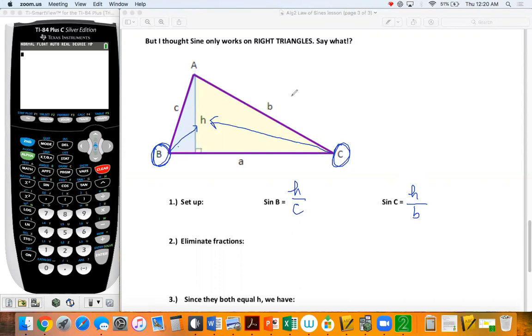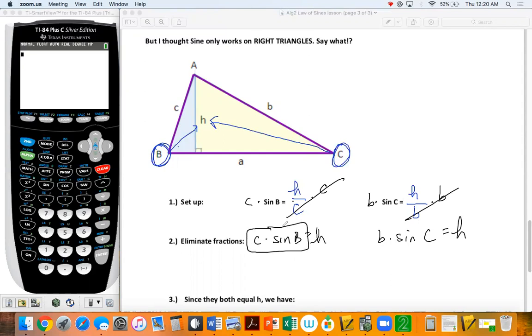Next, if I eliminate the denominators, what I would have to do is the following. To undo this divide by C, I'd multiply both sides by C. So then I would have C times sine B equals H. And in the other equation, to undo dividing by B, I'd multiply both sides by B. So I'd have B times sine C equals H. Now, notice that they both equal H. In this equation, H is equal to C sine B. In this equation, H is equal to B sine C. So since they're equal to each other, you can set them equal. So it's fair to say that C sine B is equal to B sine C.